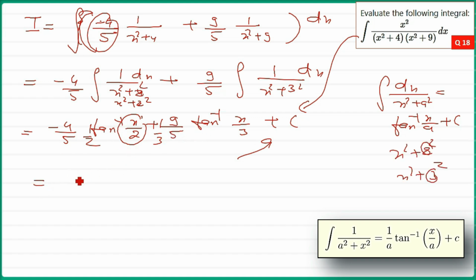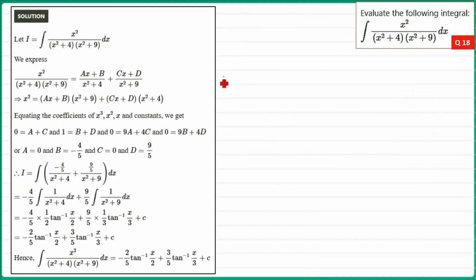So let me write the final answer: minus 2 by 5 tan inverse x by 2 plus 3 is 9, so 3 divided by 5 tan inverse x by 3 plus constant of integration. This is your final result. Now this is the way it will be done.